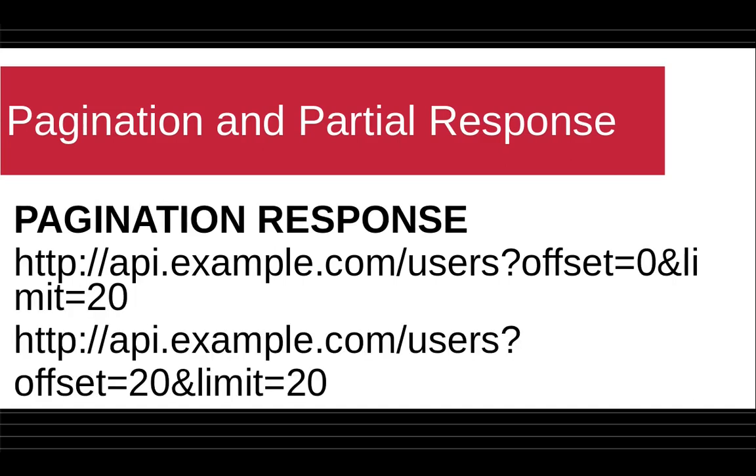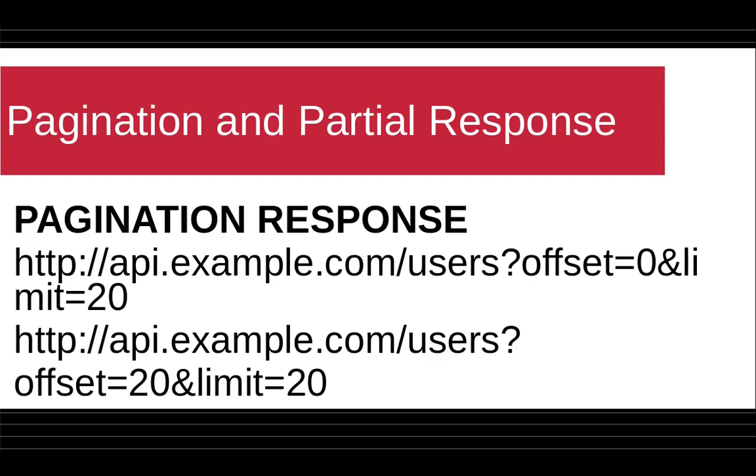The next one is the pagination response. Let's just imagine you want to fetch a collection resource which has more than 1 million entries. It is a bad idea to fetch all at once, as the user can only see 10 to 20 entries on their devices. Pagination can solve this problem.